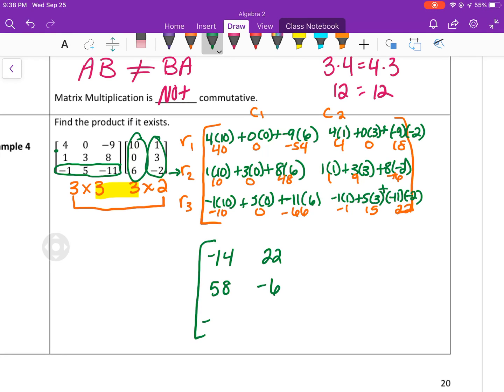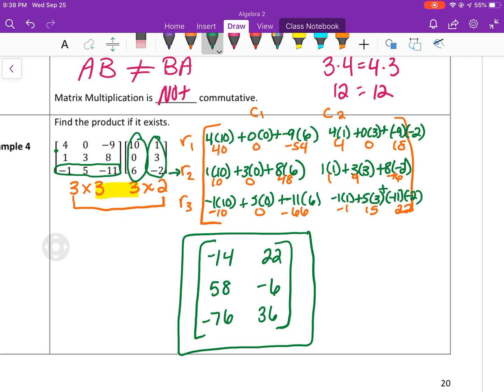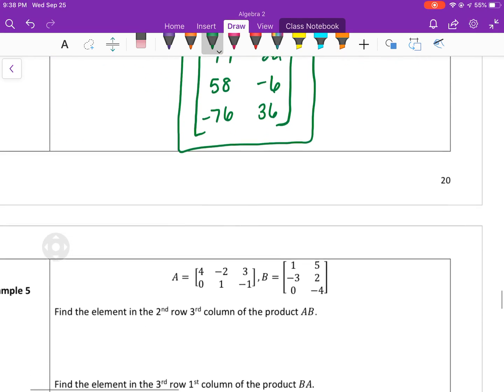Row 3, column 1, I'm going to get negative 76. We got 15 plus 22 is 37, minus 1 is 36. So there's my final answer for that one. Just checking my work quick with what I got earlier. All right, so not so bad, but it does take some serious organization skills here.